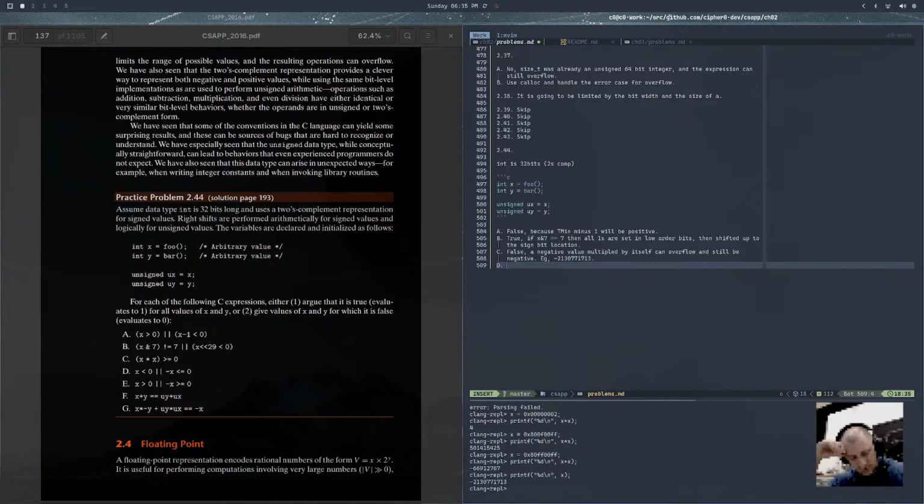D. So x is less than 0, okay, so negative value, or negative x is less than or equal to 0. So either that's true, or in the case where it's not true, x is either equal to 0 or x is greater. Yeah, that's true.